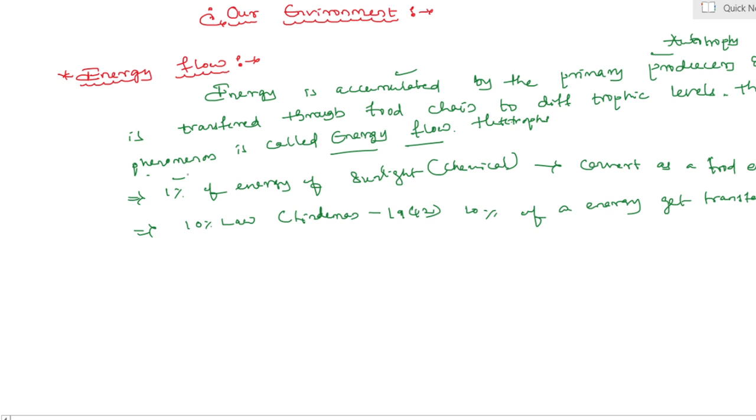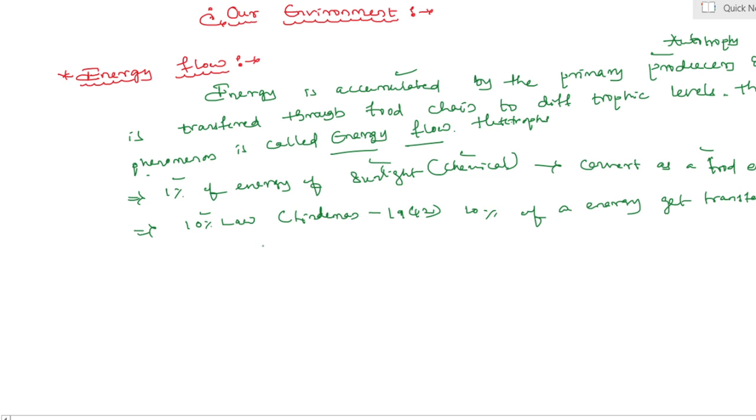It means only 1% of the energy of sunlight is consumed by plants. What is it termed as? Sunlight, it means chemical energy. It is converted as food energy. Yes, the food is prepared by plants. It means only 10% of energy gets transferred and is helpful in the process of what? Entire process of growth as well as reproduction. Yes, my dear students. Next one.